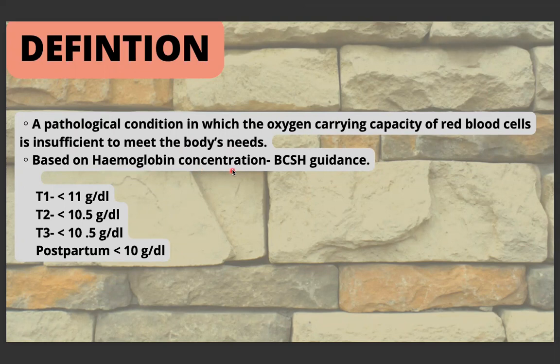Based on hemoglobin concentration, anemia is defined in the first trimester if hemoglobin is less than 11, in the second and third trimester if hemoglobin is less than 10.5, and in postpartum less than 10 gram per deciliter.